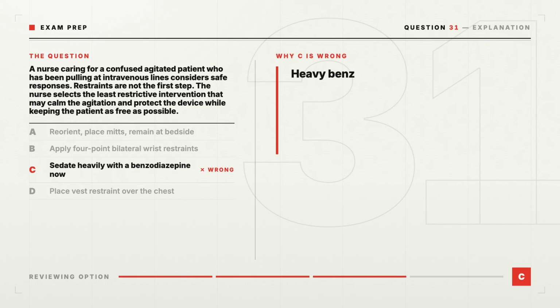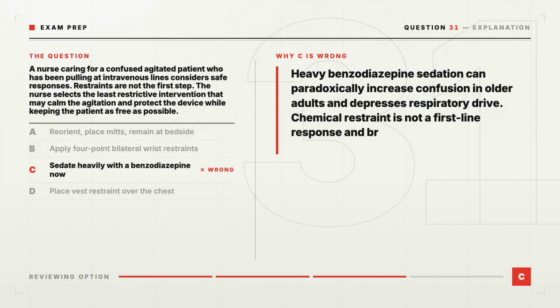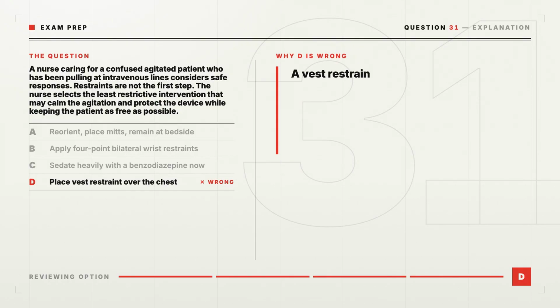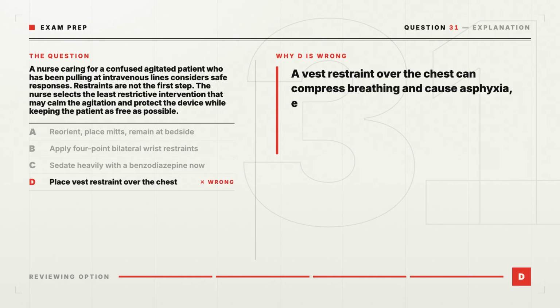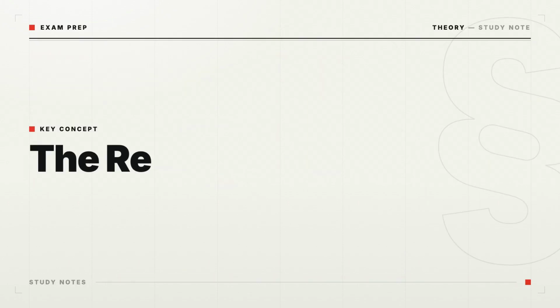C is wrong because heavy benzodiazepine sedation can paradoxically increase confusion in older adults and depresses respiratory drive. Chemical restraint is not a first-line response and brings additional dangers to a fragile patient population. D is wrong because a vest restraint over the chest can compress breathing and cause asphyxia, especially in confused patients. The intervention is also more restrictive than necessary when softer alternatives have not been tried first.